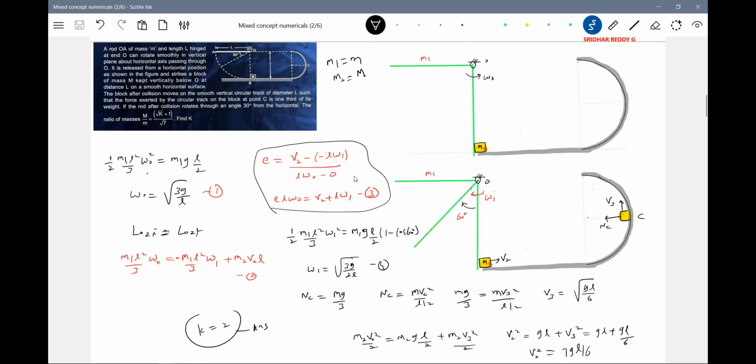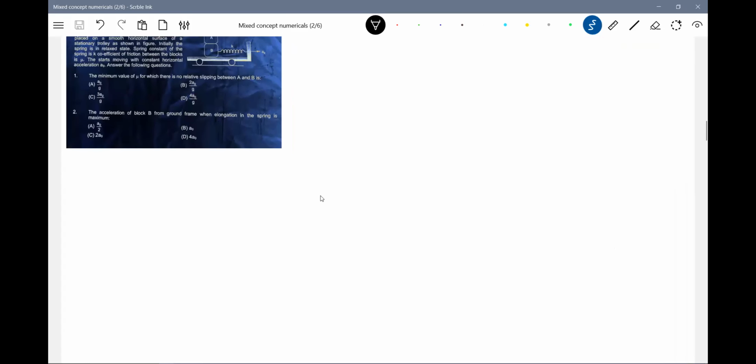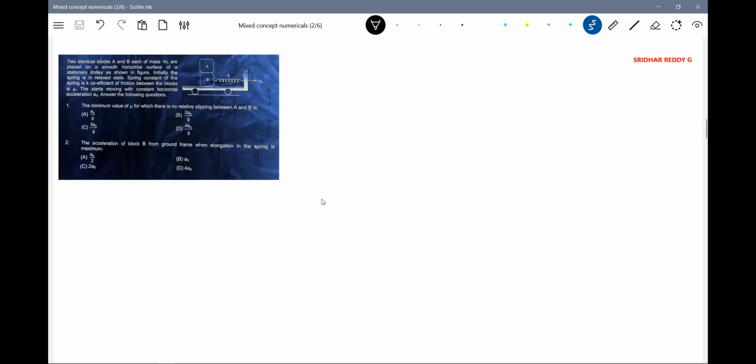I'll slide down. So it's very simple. He's asking some queries here rather than asking you to solve. The minimum value of mu for which there is no relative slipping between A and B.